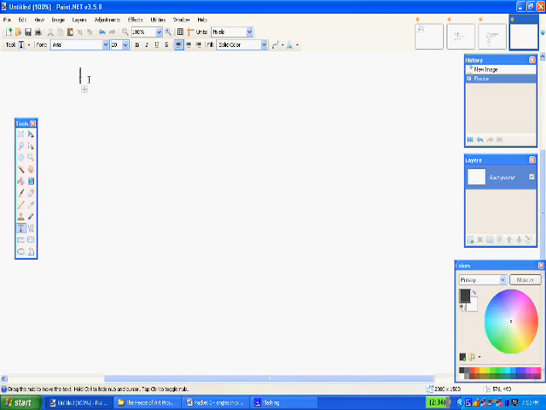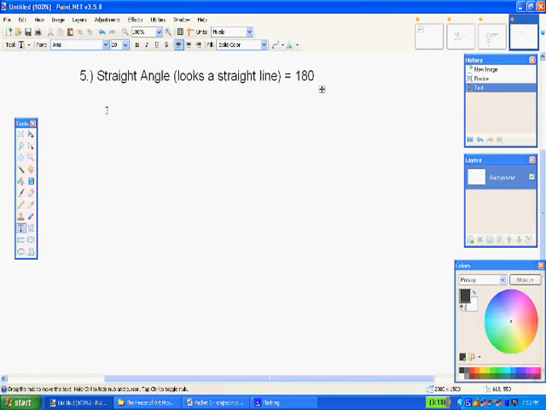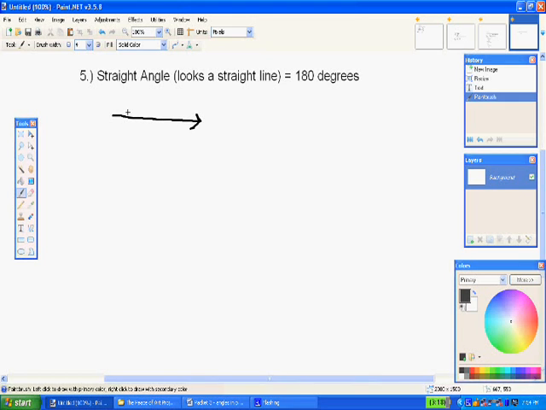The last type of angle that we're going to talk about is a straight angle. A straight angle looks like a straight line, and the measure of a straight line is 180 degrees. So if you see an angle that looks like a straight line, and that is not a straight line, because I can't draw straight, but you get the idea, the measure of this angle is 180 degrees.